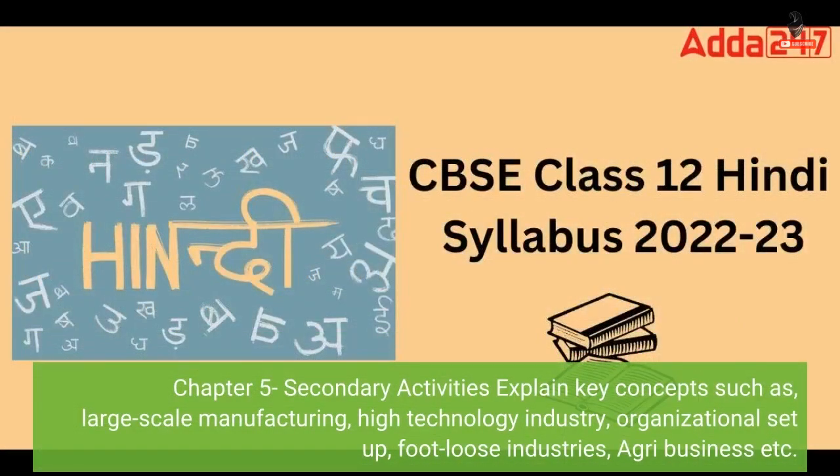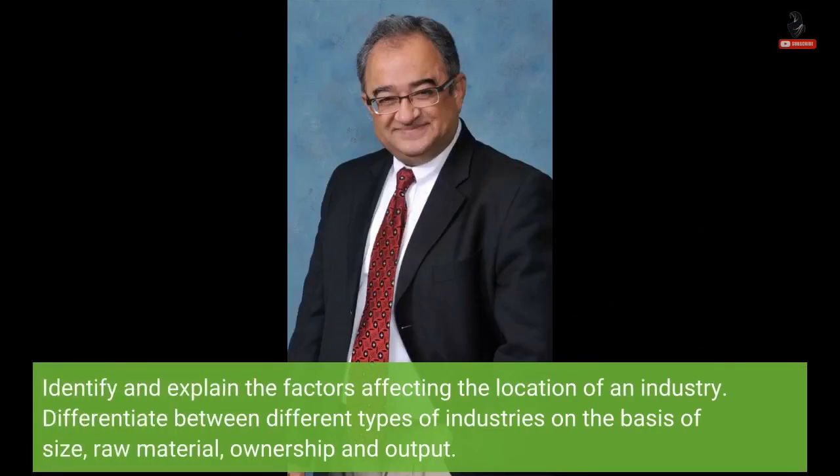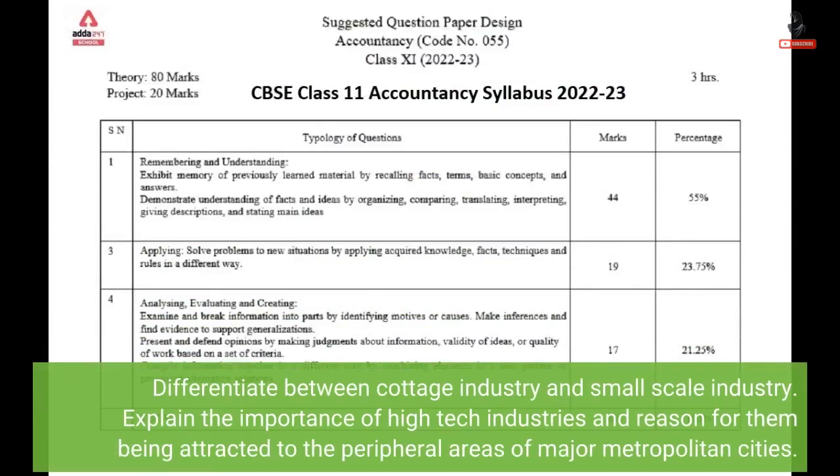Chapter 5 Secondary Activities. Explain key concepts such as large-scale manufacturing, high-technology industry, organizational setup, footloose industries, agri-business, etc. Identify and explain the factors affecting the location of an industry. Differentiate between different types of industries on the basis of size, raw material, ownership, and output. Differentiate between cottage industry and small-scale industry. Explain the importance of high-tech industries and the reason for them being attracted to the peripheral areas of major metropolitan cities.